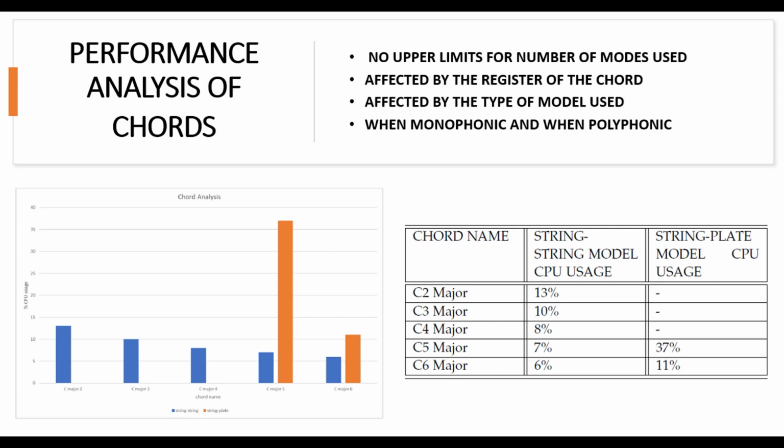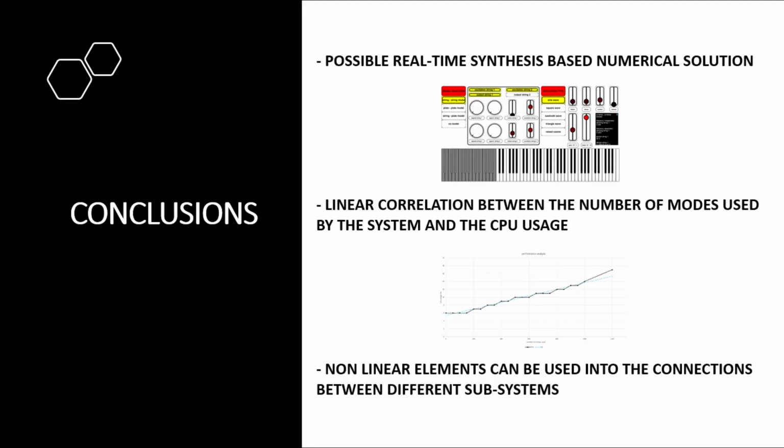In fact, the plate is a two-dimensional physical object which requires much more computation than the string, which is a simply one-dimensional physical object. As a result, the stripped string can be used to play polyphonic music in real time, while the plate is strongly recommended for monophonic music.